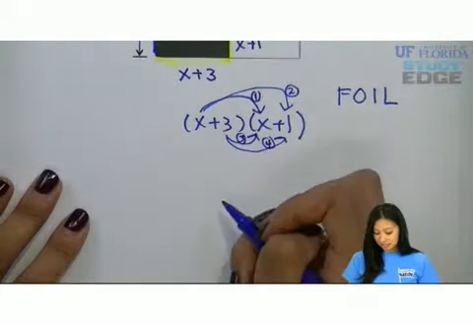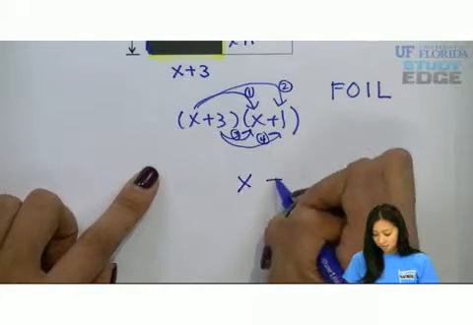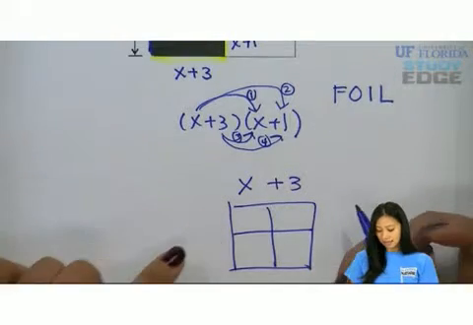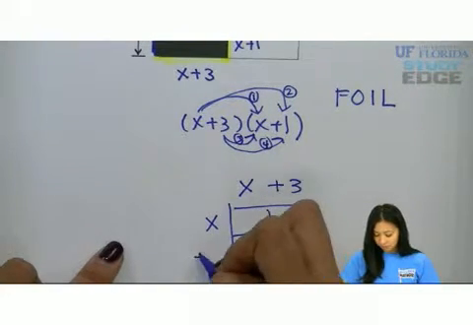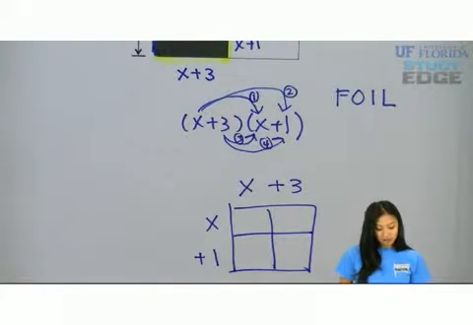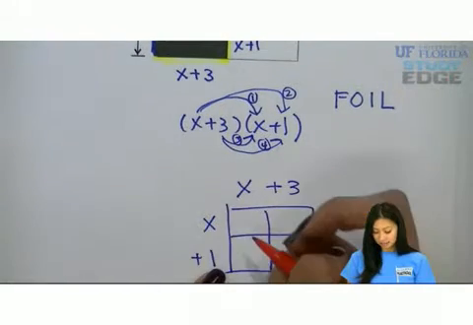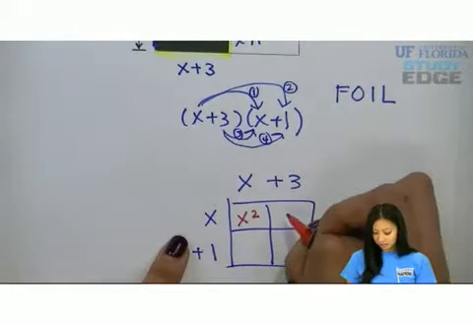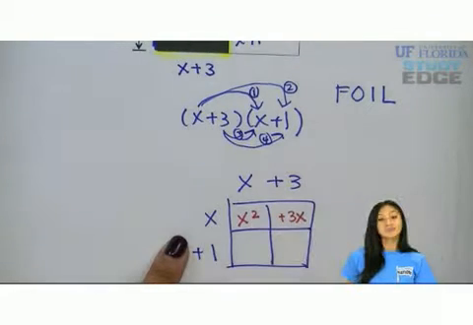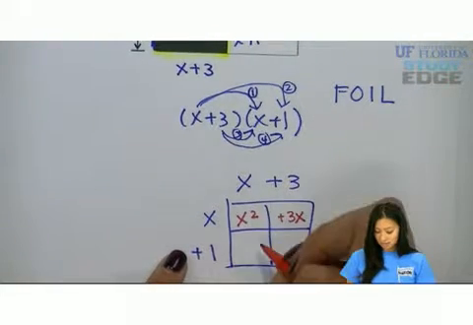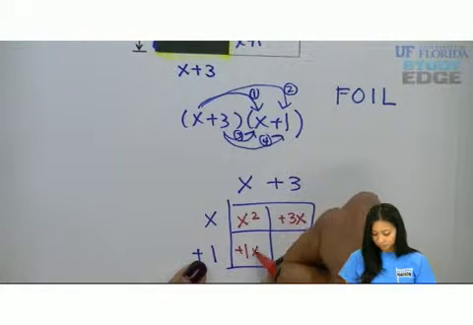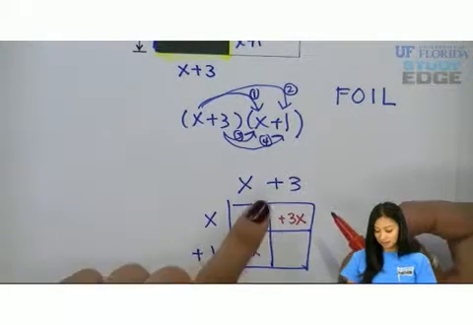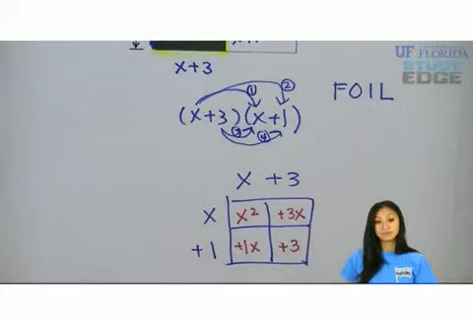Or you could write it like this. So my first term is x plus 3, right? And my second term is x plus 1. Okay? So I'm going to use a different color. X times x is x squared. X times 3 is just positive 3x. X times 1 is just positive 1x. 3 times 1, right? 3 times 1 is positive 3.